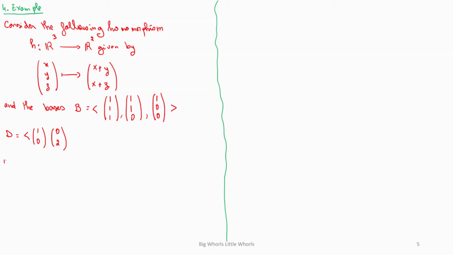So the first question is question 1. Represent the map H. And the second question says, find the representation of the vector v given by 2 minus 3 in D. Okay, so this is going to be our question.